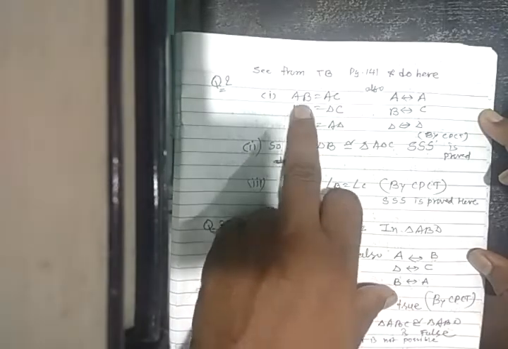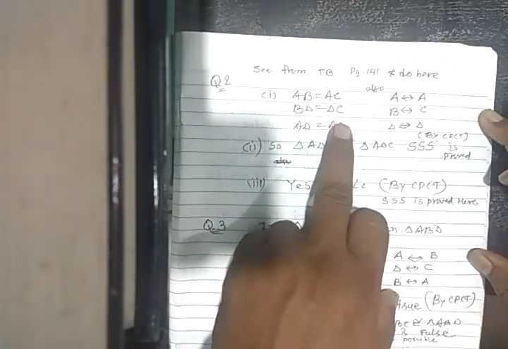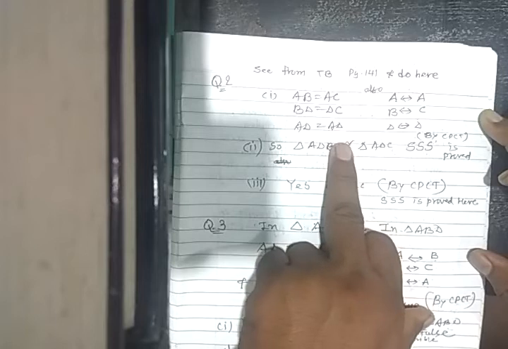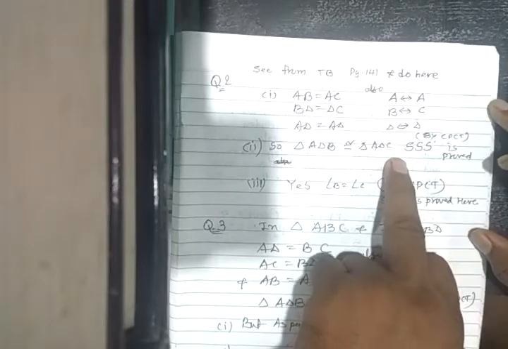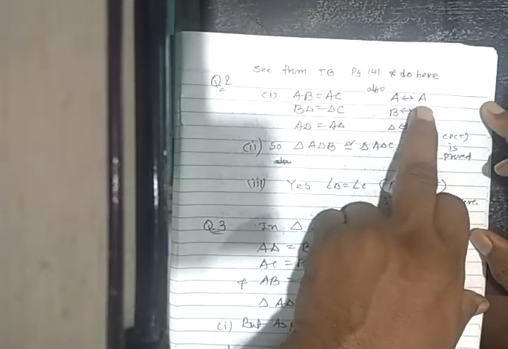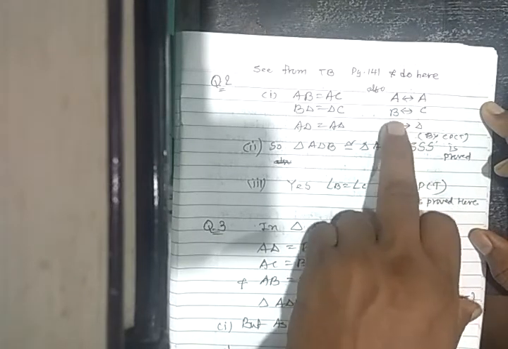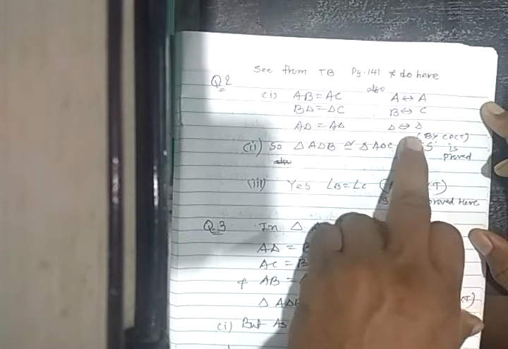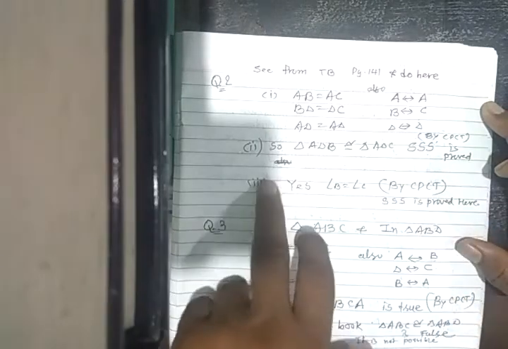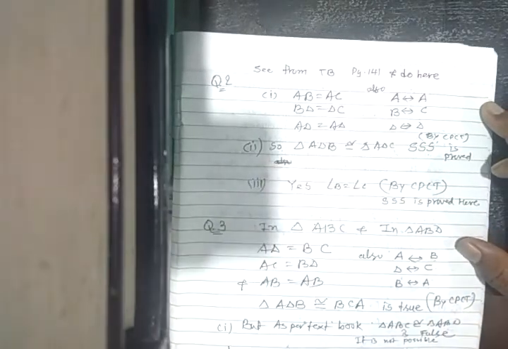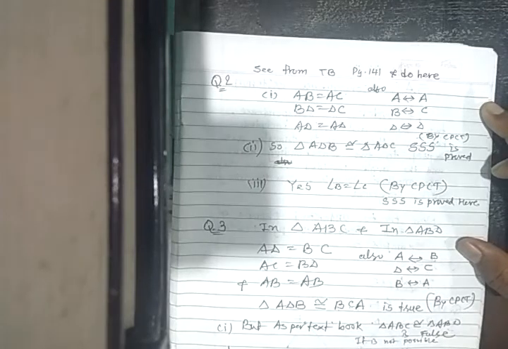Here I have written AB is equal to AC, BD is equal to DC, and AD equal to AD. Also we can say that A corresponds to A, B corresponds to C, and D corresponds to D. Okay. So first one is over, first answer.